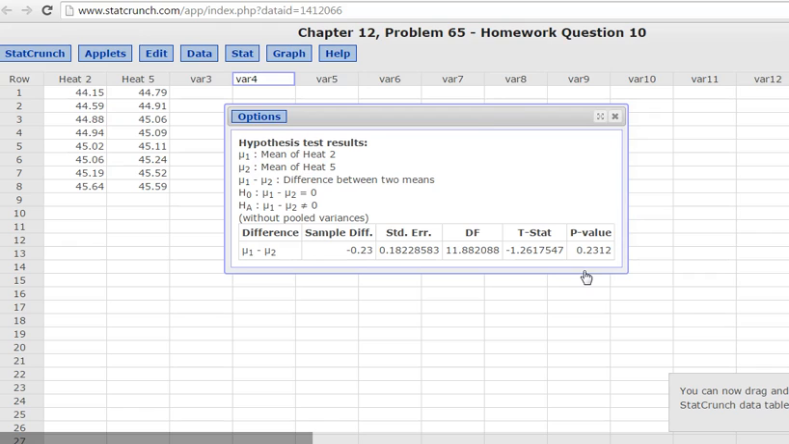So we know that 0.2312 is greater than 0.05. So we know that we cannot reject the null hypothesis. So we know that we would have no reason to conclude that the two heats were different. And another way of saying this is that the difference between the mean running time of Heat 2 and the mean running time of Heat 5 is equal to 0.